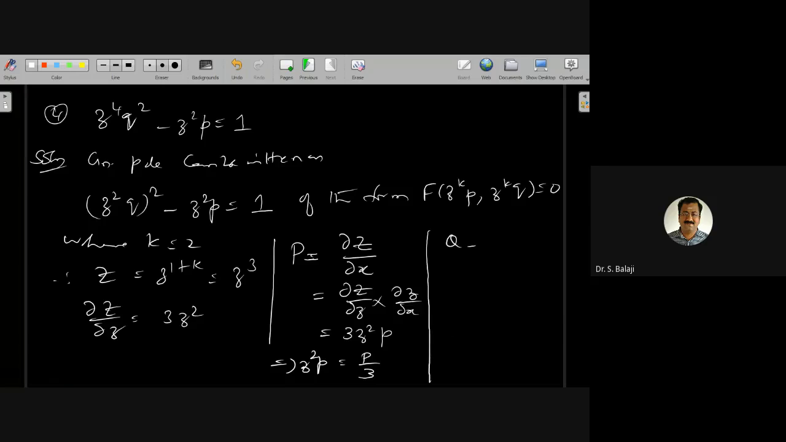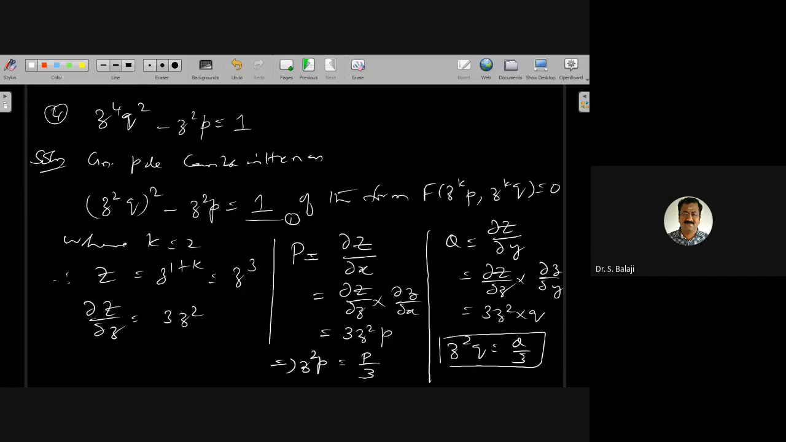Similarly, capital Q: z changes, but for y there is no change. ∂Z/∂z is possible, ∂z/∂y, standard notation. This ∂Z/∂z is here 3z². This is q, the standard notation. But we need z² q here, equation number 1. This implies z² q is equal to Q by 3, and z² p is P by 3.